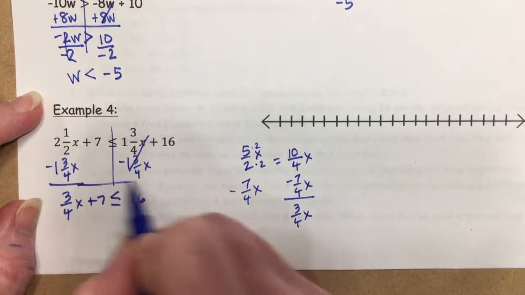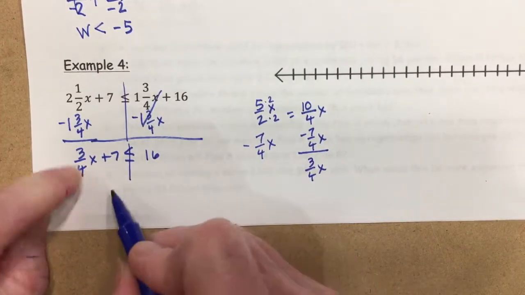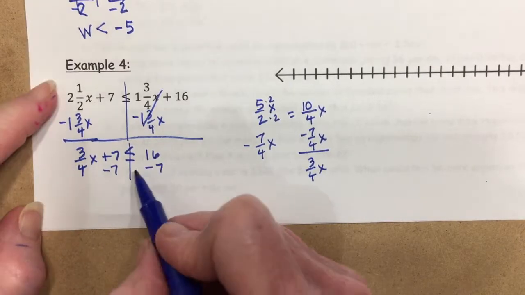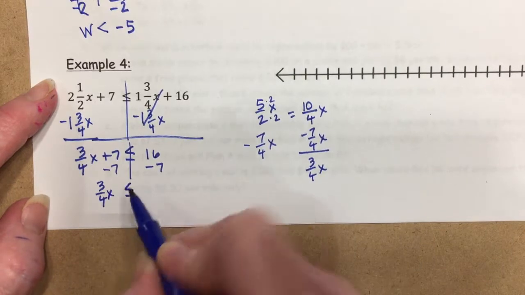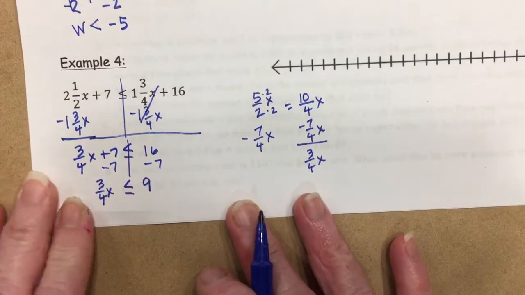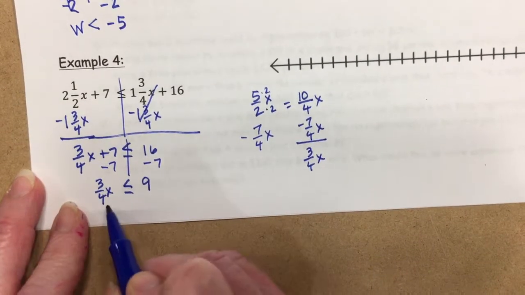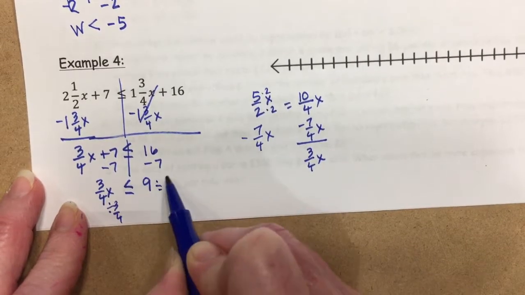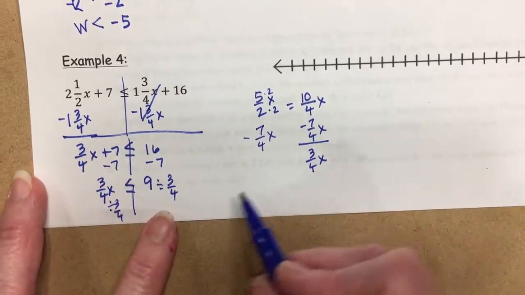These go away. All right, so then if I keep solving, I'm going to isolate the x by getting rid of the plus 7. I'm going to subtract 7 on both sides. So again, I didn't multiply or divide by anything, so I don't have to worry. 16 minus 7 is 9. And now I'm ready to solve this. This means multiplication. So the opposite of multiplying by 3/4 is dividing by 3/4. So I want to divide by 3/4, right?